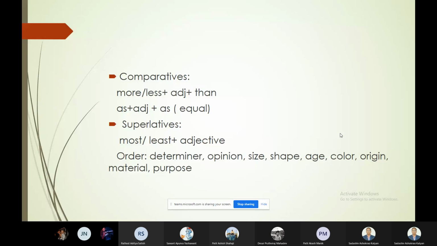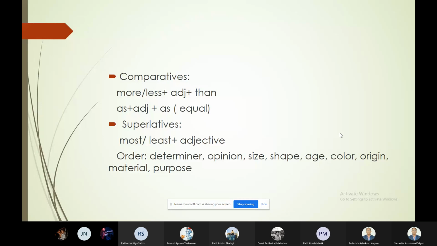Here we have the comparative. Whenever we want to do a comparison, we know the simplest structure: more or less plus adjective plus than. This is the easiest way to learn the grammar. Whenever we see this structure, we can understand that this is a comparative degree. And on the contrary, how can we identify the positive degree? As plus adjective plus as. It is going to show us one kind of equality.